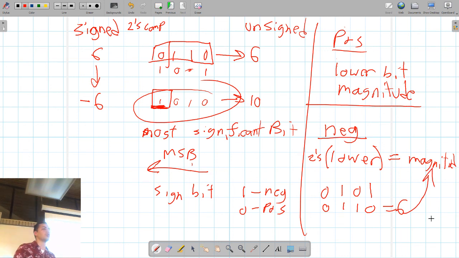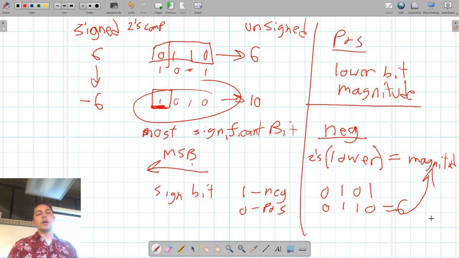So we have 2 ways of finding the magnitude of a number, whether it's positive or negative. If the number is positive, you just look at the bits and convert them as if they were a regular binary number. If it's a negative number, you have to first take the 2's complement. So you're actually undoing the 2's complement of what you just did. And then that gives you the magnitude.